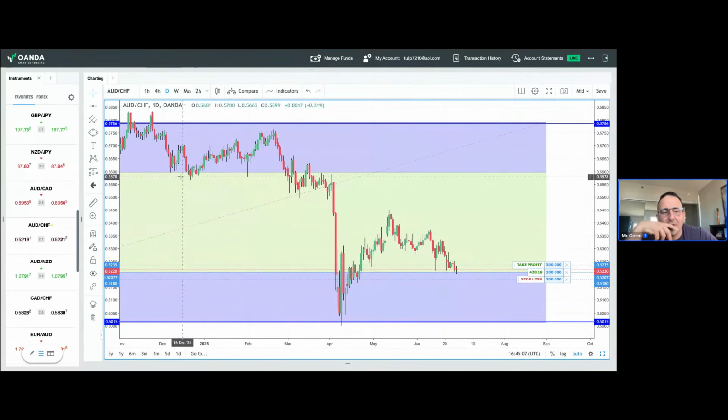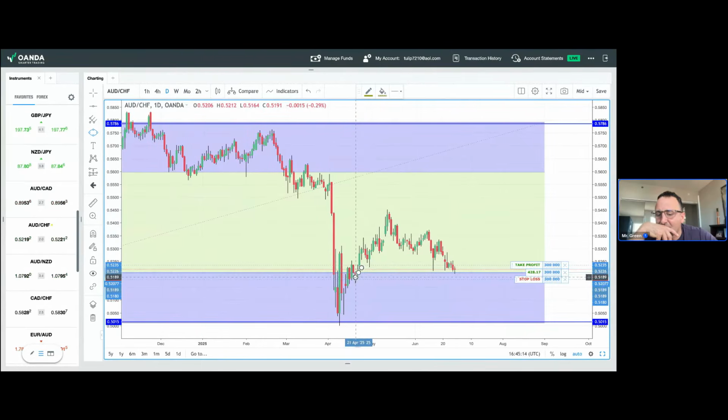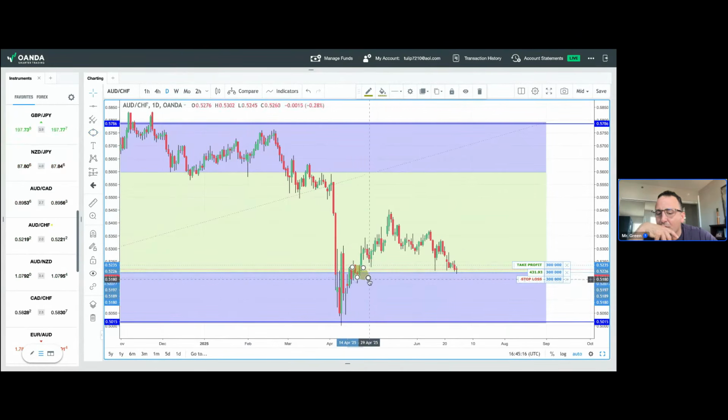What I start doing here on the daily is I start looking for levels that I like. And I do like this daily level right here. Remember, we're not looking for a long-term trade. We're looking for just something quick. And quick, I would say, could be an hour to 24 hours. We're trying to keep this in the day.